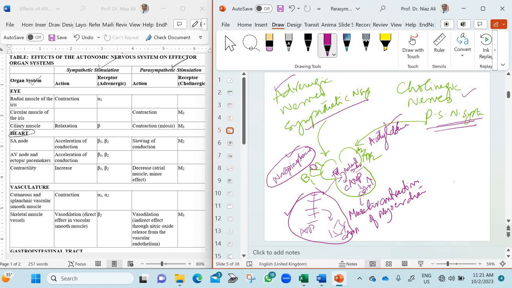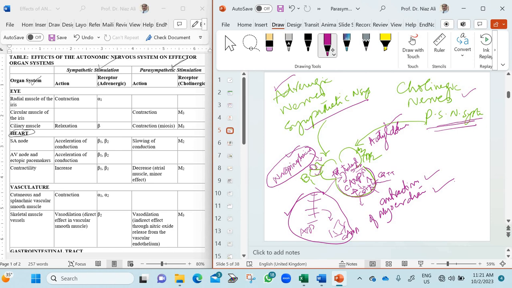Coming back to the point, this is the myocardium of the ventricles, and when norepinephrine comes and attaches to the beta 1 receptor present in the heart, it is going to stimulate adenyl cyclase, converting the ATP into cyclic AMP, and the cyclic AMP is going to trigger calcium from the extracellular space, bringing it intracellularly, and the calcium level is raised. Once the calcium level is raised, it is going to produce a contraction of the myocardium.